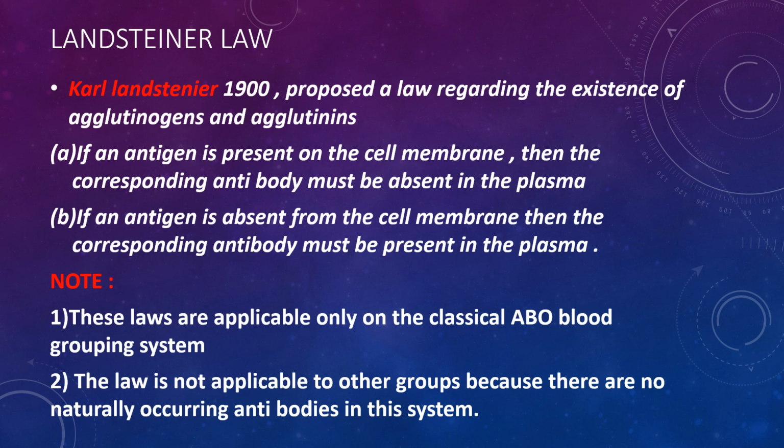Landsteiner's law was proposed by Karl Landsteiner in 1900. There are two laws. If an antigen is present on the cell membrane, the corresponding antibody must be absent in the plasma. And if an antigen is absent from the cell membrane, then the corresponding antibody must be present in the plasma. These laws are applicable only to the classical ABO blood grouping system. They are not applicable to the other blood groups because there are no naturally occurring antibodies in those systems.